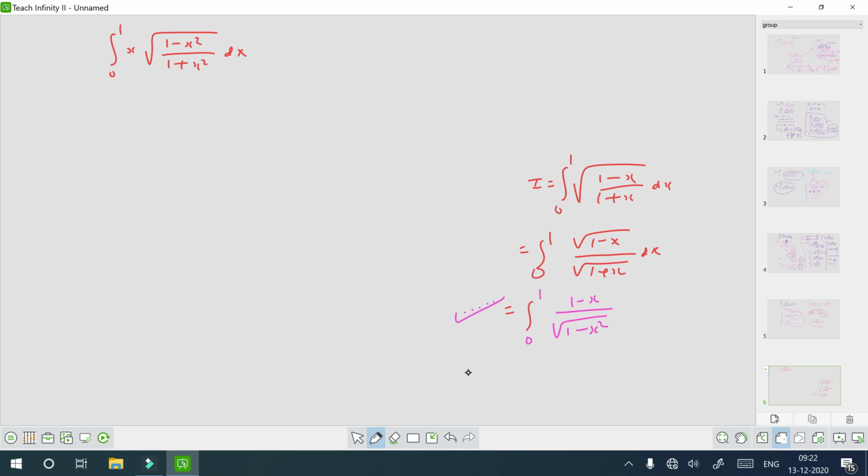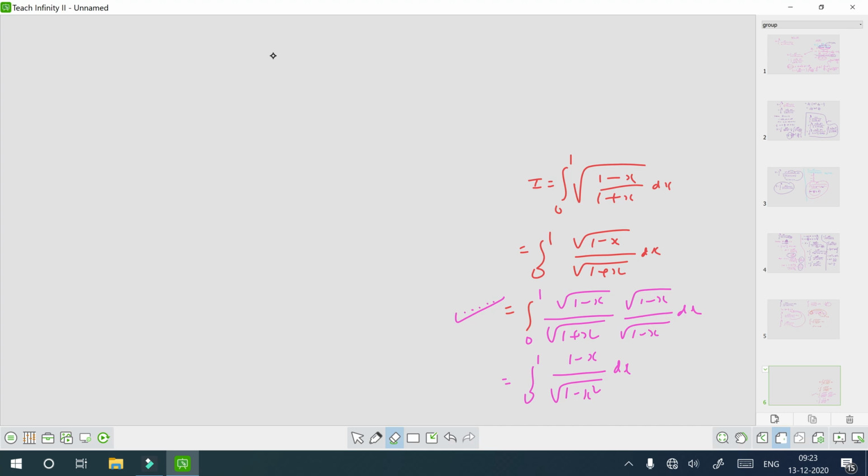How do we get this? Not clear? Let me show here. Root 1 minus x, root 1 plus x, root 1 minus x, root 1 minus x dx. So that is equal to 0 to 1, root a into root a, that is 1 minus x over root 1 minus x squared dx. Then what? Let us see on the next page.